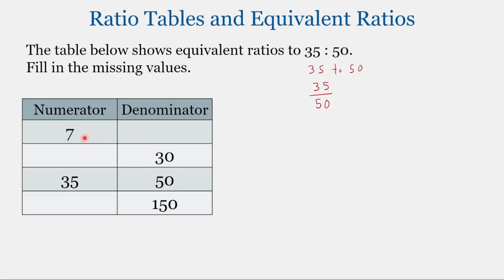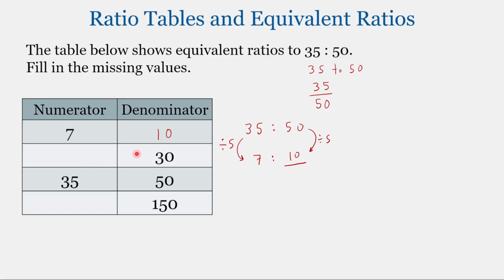So let's start with this first one, where our numerator is 7. Let's find out what the denominator, or that second term, is. So if we have 35 to 50, and we want to go to 7 to some value, to go from 35 to 7, we divide by 5. So that means we're going to divide the other side by 5 as well, and this gives us 10. So this missing value is 10.